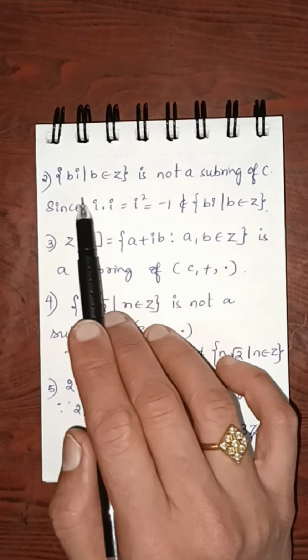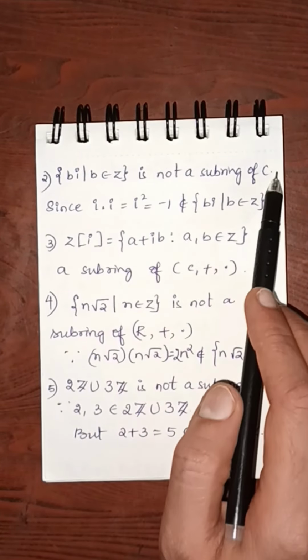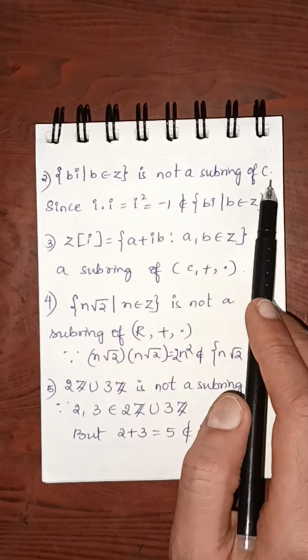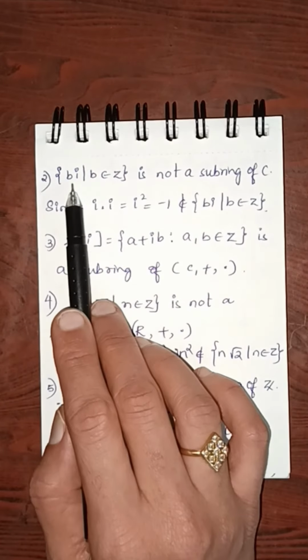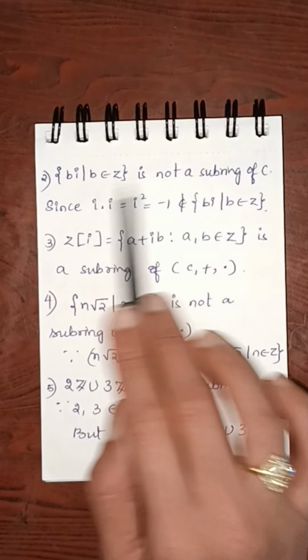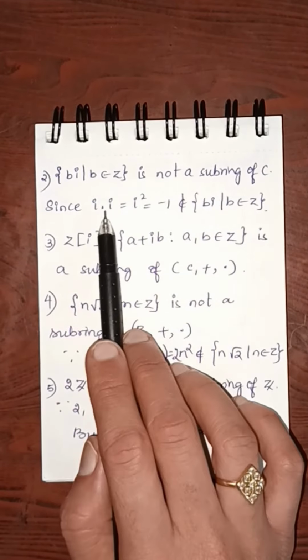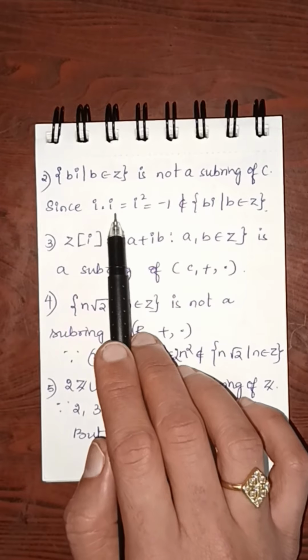This subset is closed under addition as well as multiplication. Now, the set of all elements of the form b into i, where b belongs to Z, is not a subring of the set of all complex numbers. These are imaginary numbers with b, the imaginary part, an integer. This is a subset of complex numbers, but it is not a subring because it is not closed with respect to the second operation, multiplication.